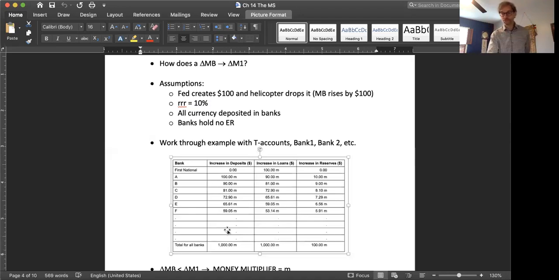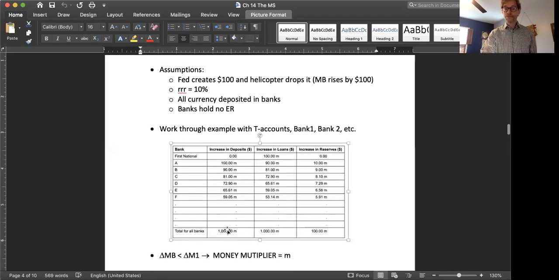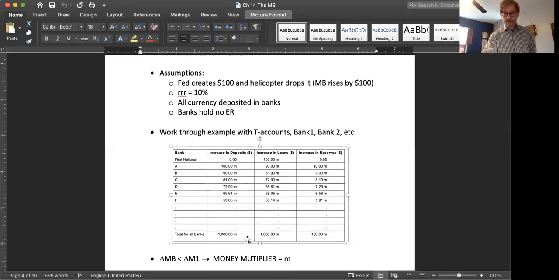New deposits create new lending, which creates new deposits, which creates new lending. In the end, though, look what's happened to the number of deposits. While the Fed only created $100 in new deposits, look what happened when you add all this up for all banks. It created $1,000 of new deposits.